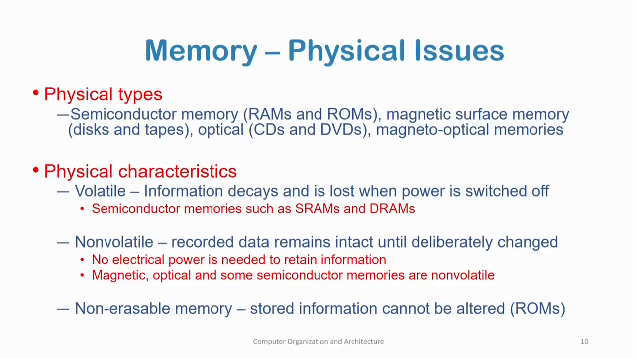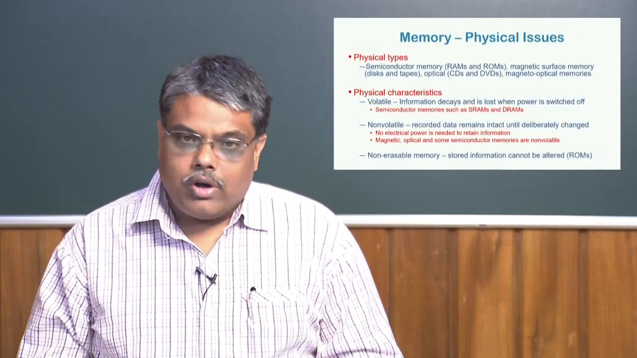Physical characteristics: memory can be volatile, in which memory information decays and is lost when power is switched off. For example, in case of semiconductor memories such as SRAMs and DRAMs, they are volatile. The information is lost when power is switched off. We also have non-volatile memories, in which recorded information remains intact until deliberately changed. So, in these non-volatile memories, no electrical power is needed to retain information. Magnetic, optical and some semiconductor memories are non-volatile memories. Non-erasable memory: stored information cannot be altered, for example, ROMs or read-only memories. Obviously, non-erasable memories are also non-volatile.